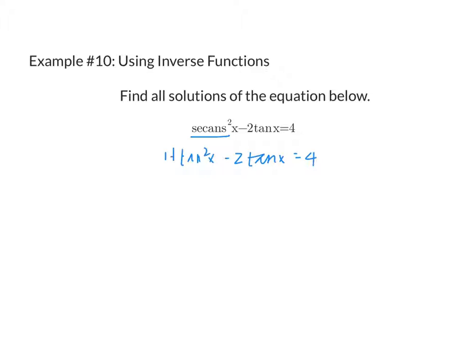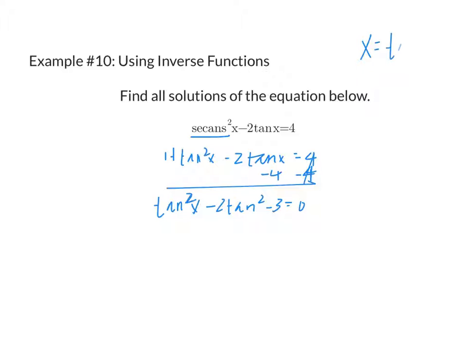Also, I want to subtract 4. I should have done that in the first one. So minus 4 on both sides. If I put it in order now, that gives me tangent squared x minus 2 tangent x, and then 1 minus 4 is negative 3. If I substitute and say that for every tan x, it's actually an x, that would give me x squared minus 2x minus 3. That factors as x minus 3 and x plus 1, because negative 3 and positive 1 give me negative 2.